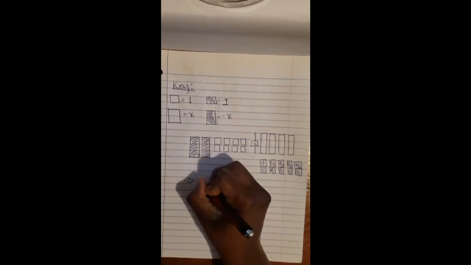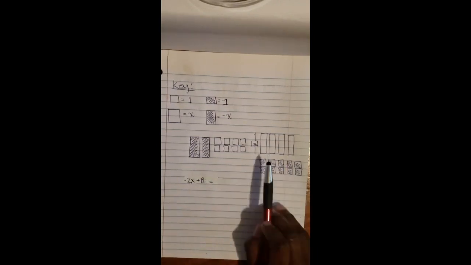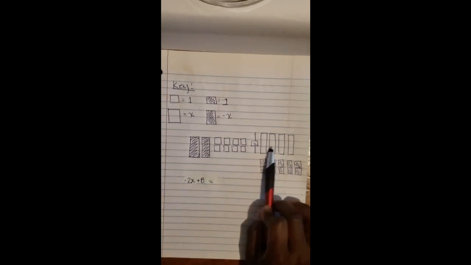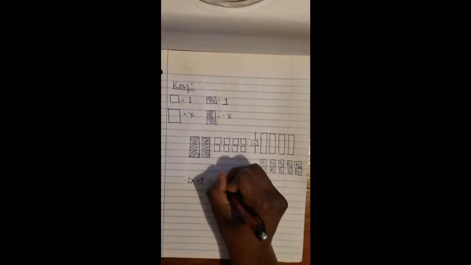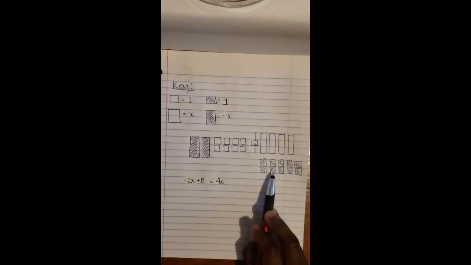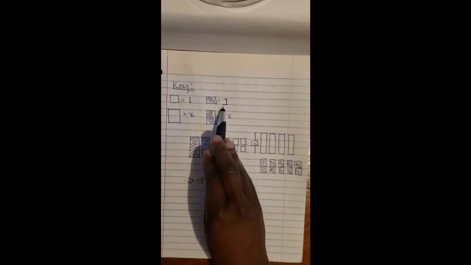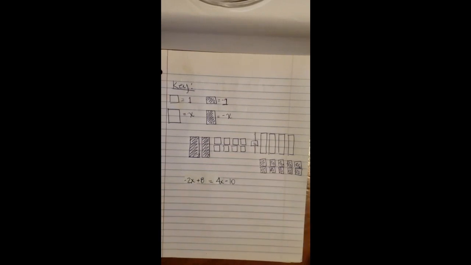So that gives us +8, because they are positive and there are 8 of those, equals, and now we have 4 of the long empty boxes, which represent x. So we have 4 times x. And then we have 10 of these smaller shaded-in boxes, which represent -1. So that gives us -10. That answers the first part, which is to write the multi-step equation.